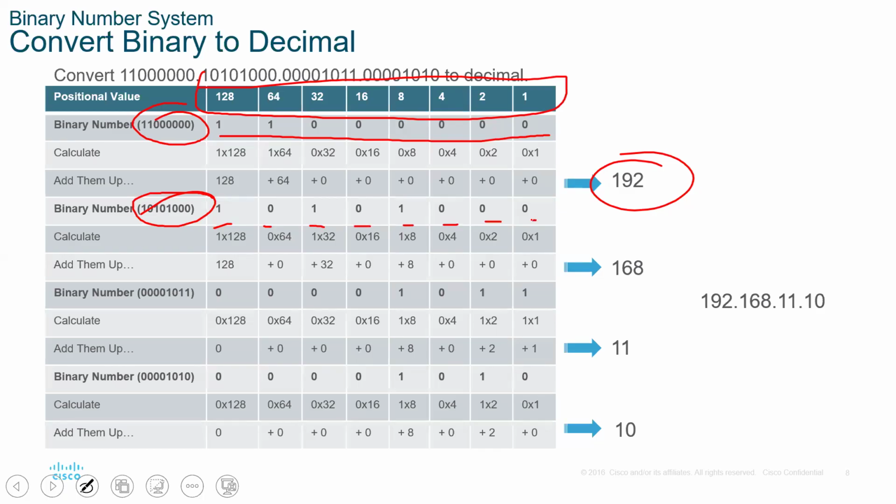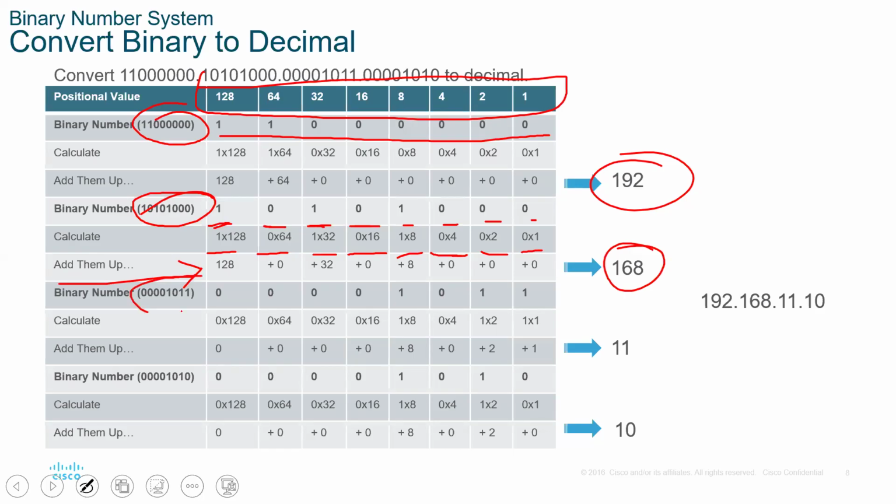10101000. Convert it to decimal. All you need to do is the evaluation. This is 1 times 128, 0 times 64, 1 times 32, 0 times 16, 1 times 8, 0 times 4, 0 times 2, 0 times 1. Once you add it up, you evaluate it, you're going to get decimal 168.